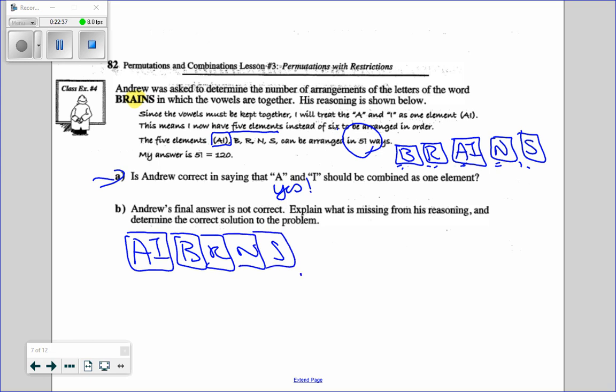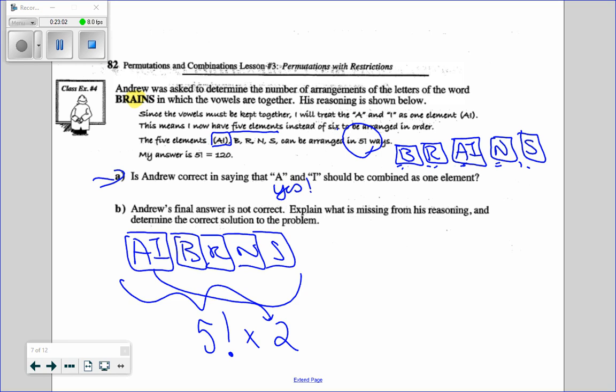So how many tiles do you have? 5. And there's 5, 4, 3, 2, 1 ways of arranging 5 tiles, right? And then you have to multiply that by how many ways could you have AI? Well, you could have AI or IA. So you have to times it by 2.